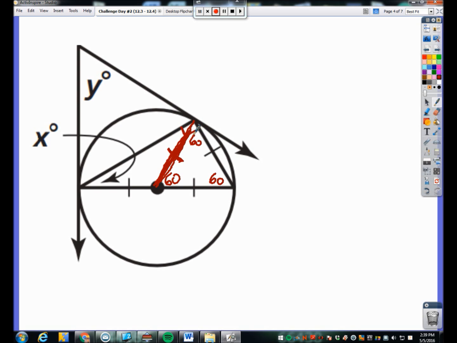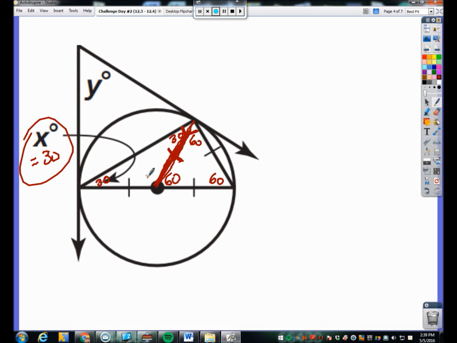And I knew this whole big thing here was 90, which means this little sliver is 30. Now, jumping over to this triangle, it's an isosceles triangle because of our two radii, so the base angles are congruent. So this is 30, which is our x in question here. So that takes care of part one. And then where are we going to go from here?